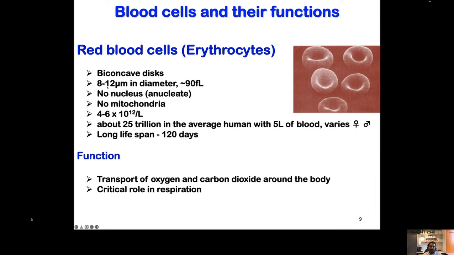They are around 8 to 12 microns in diameter, and their volume will be around 90 femtoliters. Red blood cells do not have a nucleus, and therefore they can also be called anucleated cells.